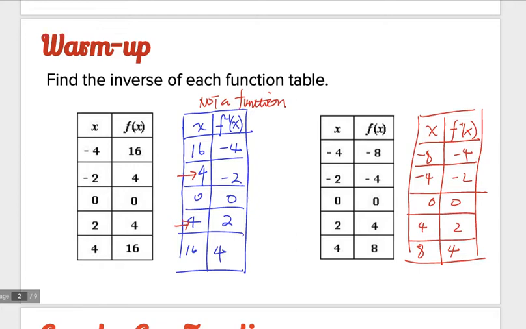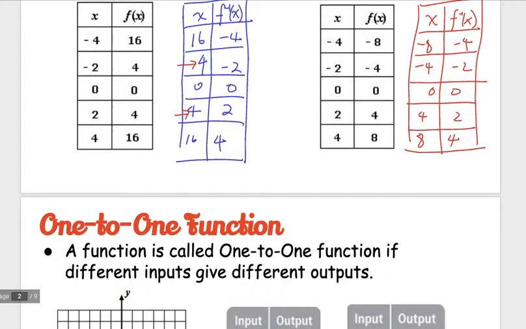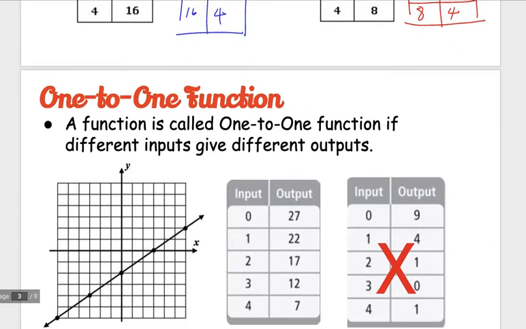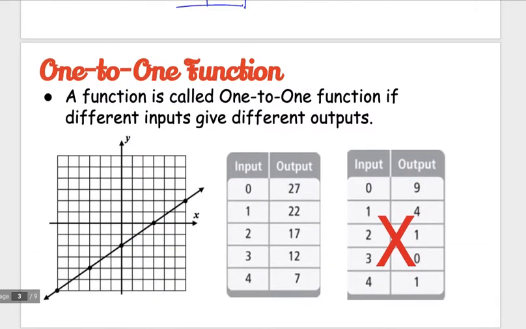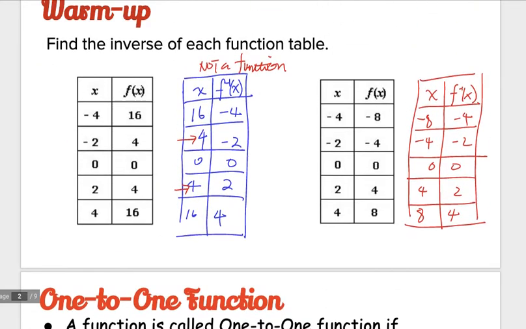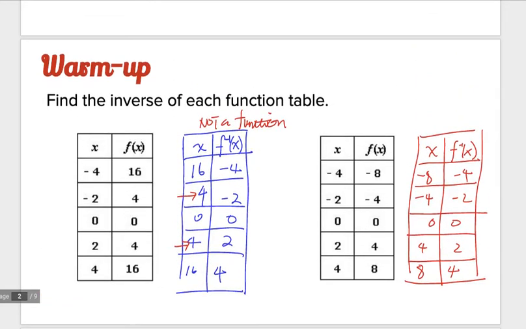So today's focus is what kind of function has an inverse that is still a function. Having an inverse that is still a function is actually limited. It's not all functions whose inverses are still functions. So that will be the focus today. What kind of function has an inverse that is also a function? Let's check the difference between these two.